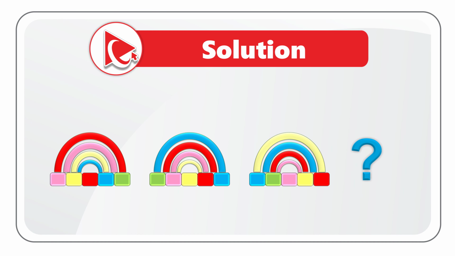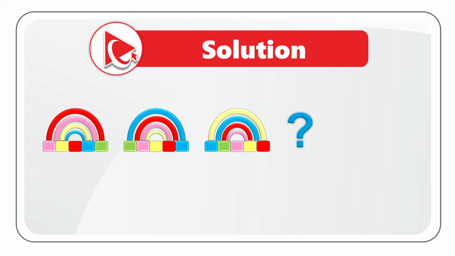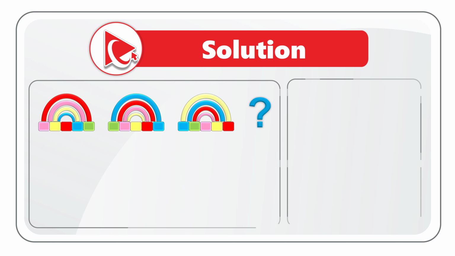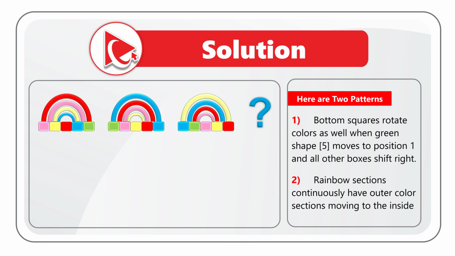When I was describing this question, I gave you a tip. This object is broken down into 2 parts. The rainbow section has its own pattern, and the series of squares at the bottom has its own pattern. So there are 2 patterns here in this shape. But detecting one is not enough. You have to detect both patterns.